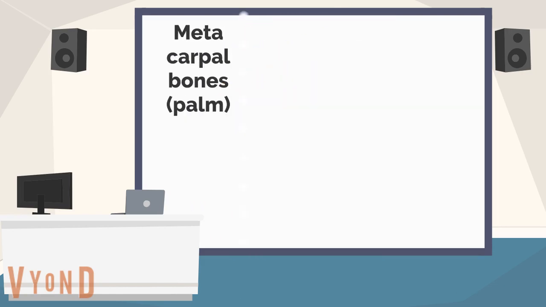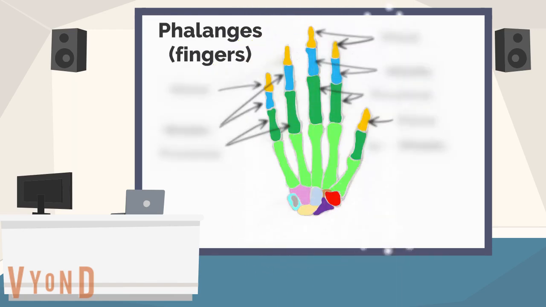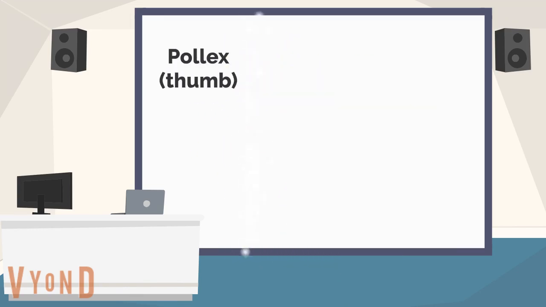The skeleton of the hand also contains bones of the palm or metacarpals. The metacarpals are labeled with Roman numerals 1 through 5. The fingers are called phalanges. 4 phalange fingers have distal, middle, and proximal bones. The thumb has distal and middle phalange bones. The thumb is also known as the pollex.